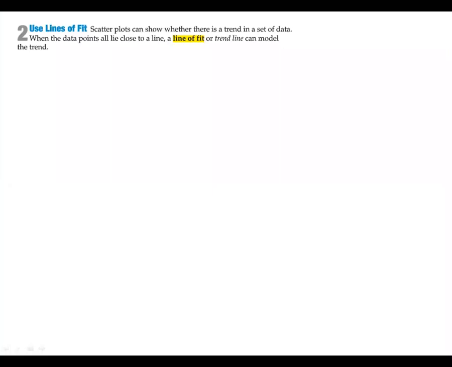All right, so the second half of this section, we're going to talk about how to use lines of fit. Scatter plots can show whether there is a trend in the set of data and whether it goes up or down, so positive correlation or trend, and negative correlation or trend, or if the points are everywhere, like we said before, there's no correlation, there's no real trend there. So when the data points all lie close to a line, so you can see that there is definitely a correlation there, a line of fit or a trend line can model that data, can model the trend.